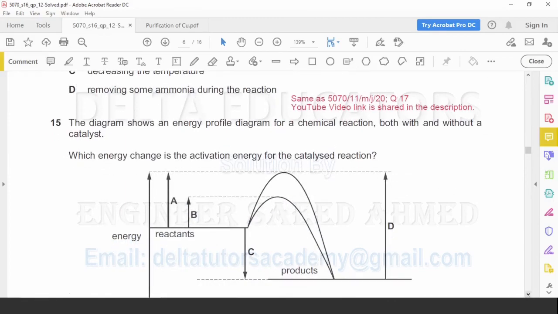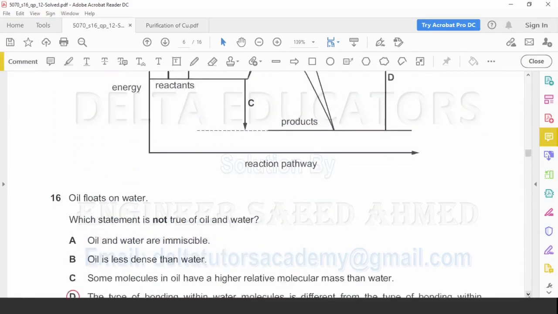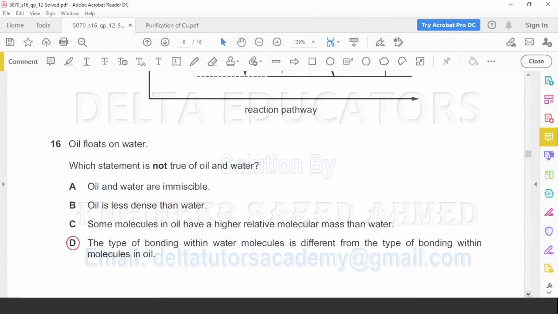Question number 15 is same as in paper 1 variant 1. Question number 16. Oil floats on water. Which statement is not true of oil and water? Option A. Oil and water are immiscible.